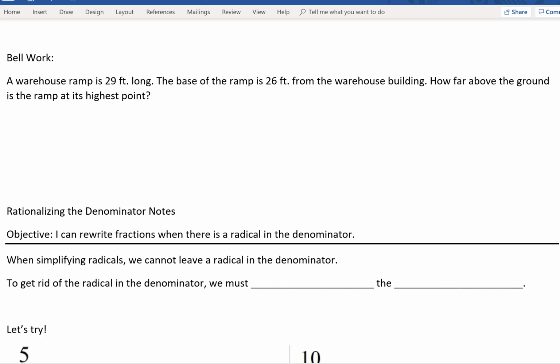Okay, I would like you to pause the video really quick and try to do the bell work on your own, and then when you're ready, play the video and check your work. So hopefully you drew a right triangle.